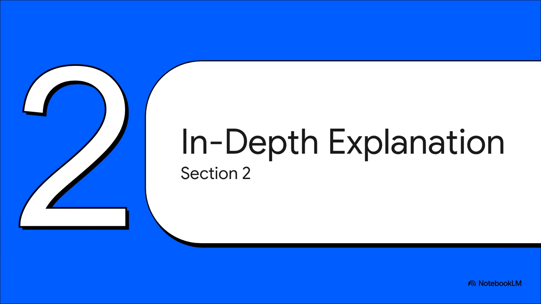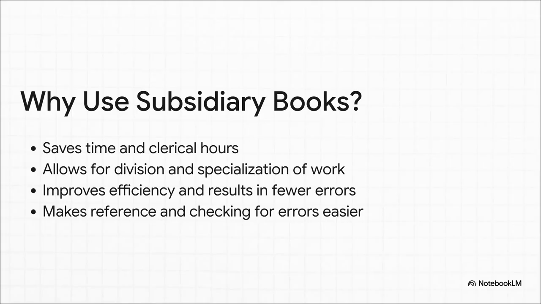All right, now that we've got the basic terms down, let's dig a little deeper and see how these books actually work and why they're so incredibly important for a business. So what's the big deal? Why use all these different books? Well, it all comes down to efficiency. It saves a massive amount of time because you're not writing out the same detailed journal entries over and over.